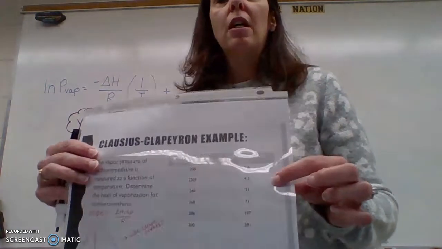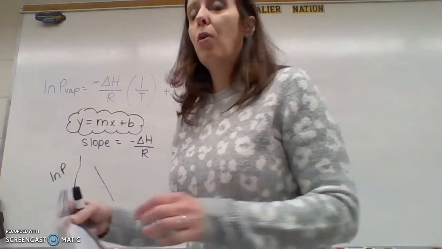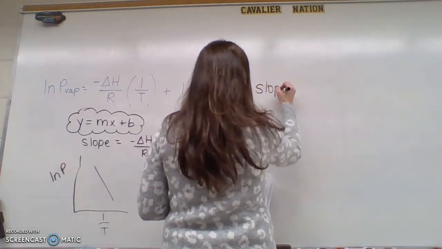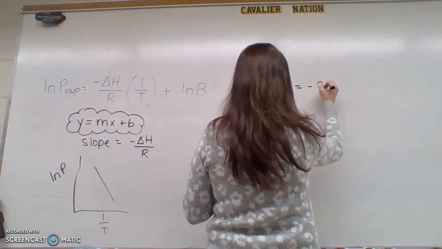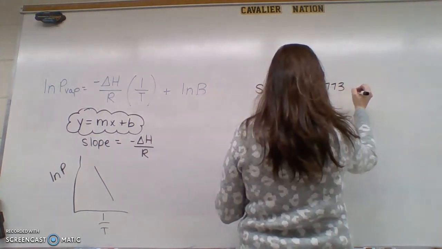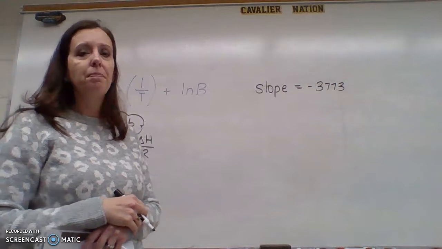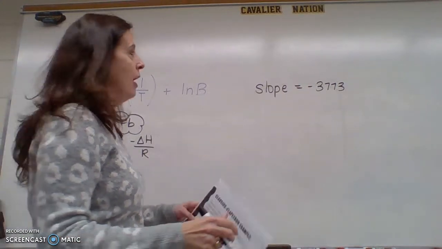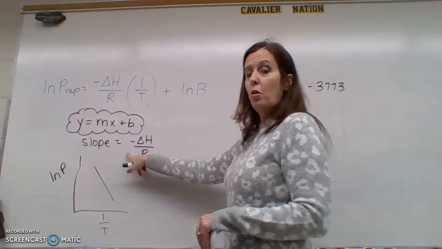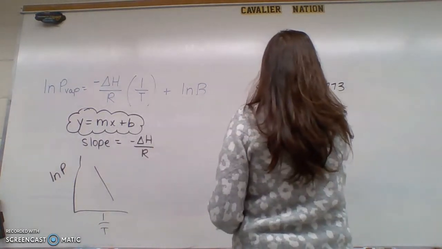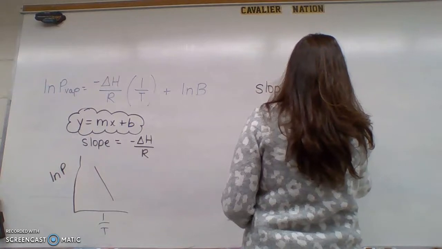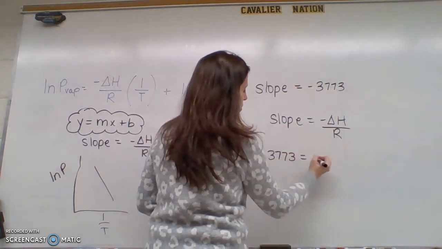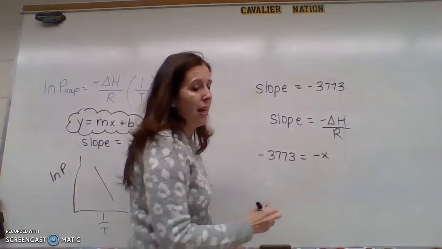So when you put this information for this example into your Google spreadsheet and you ask it to tell you the slope for this information, it's going to be that number, okay? Well, if I asked you to find the delta H, I know that slope is equal to the negative delta H over R. If I know that slope is this value, and I want to find delta H, that becomes my X.